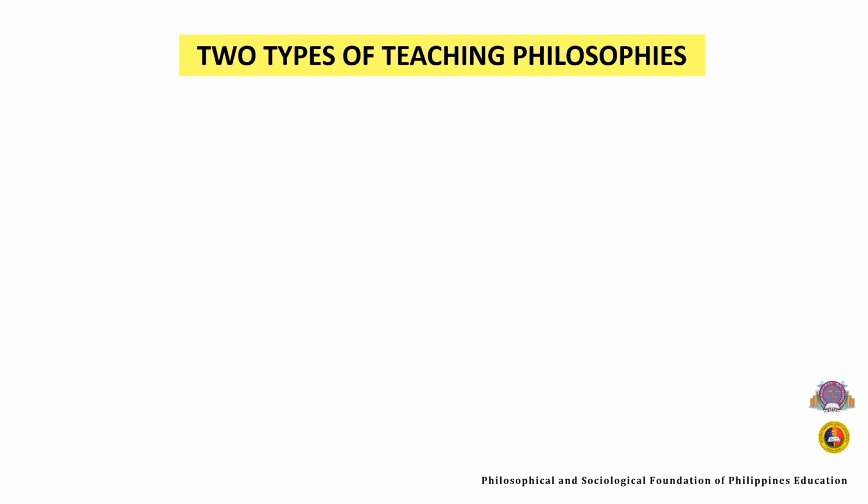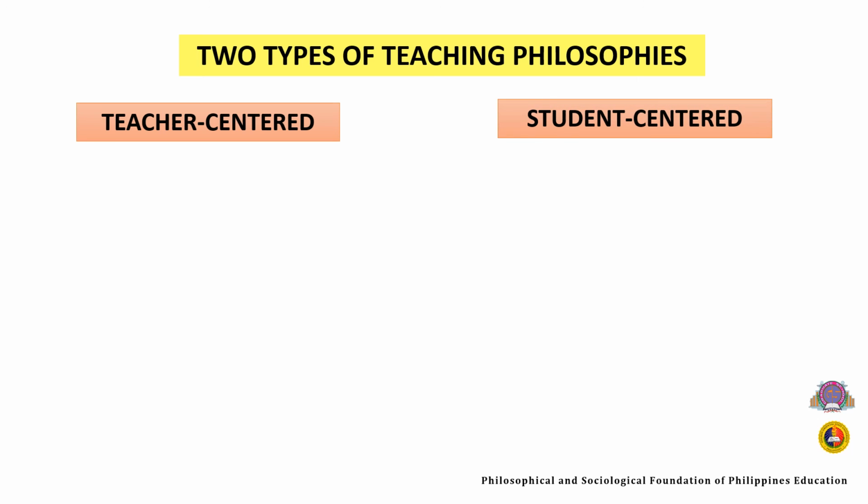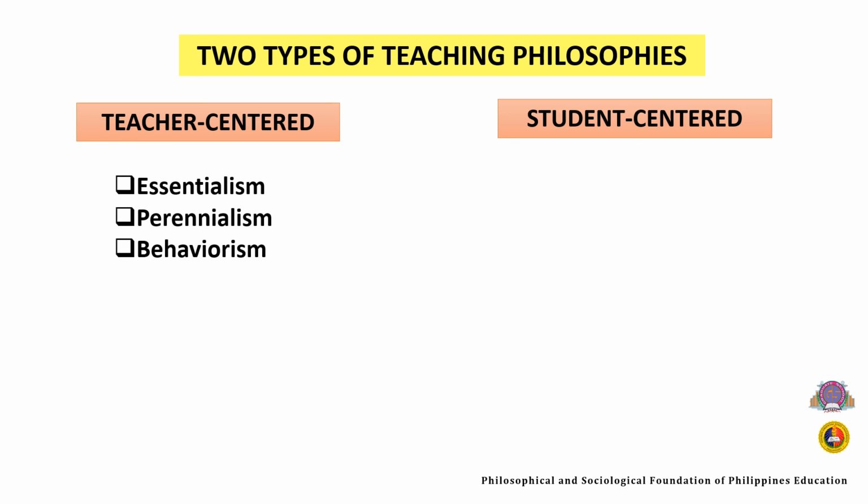Summing up, the 7 philosophies of education that we discussed can be categorized into 2 types of philosophy: teacher-centered and student-centered. What are these philosophies that can be considered as teacher-centered? They are essentialism, perennialism, and behaviorism.